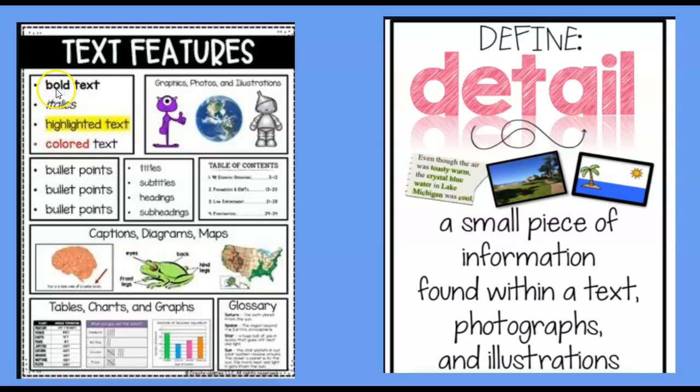It said text features can be bold text, italics, highlighted text, colored text, graphics, photos, illustrations, bullet points, a table of contents, captions, diagrams, even maps, sometimes tables, charts and graphs, and even our glossary is part of our text features. Okay. Now, we're going to be using our text features and the details that were given from our text features.